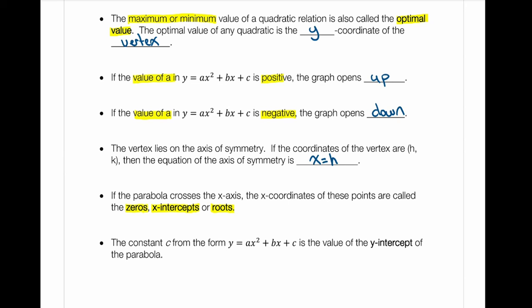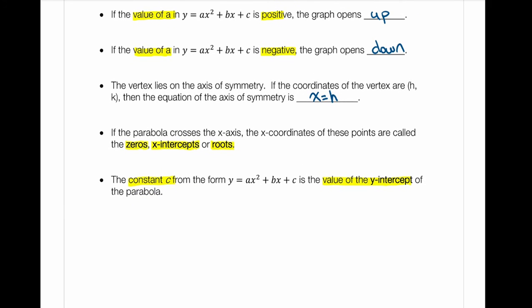And then finally, the constant c of the form y equals ax squared plus bx plus c is essentially the value of the y-intercept of the parabola. And the reason for that is that, again, the y-intercept is basically going to have an x value of 0. So that means if I plug x equals 0 into this, I essentially get, well, 0 squared is 0, 0 times anything is 0. Same with the second one, 0 times anything is 0. So that's where I get that the y-intercept is basically my c value.